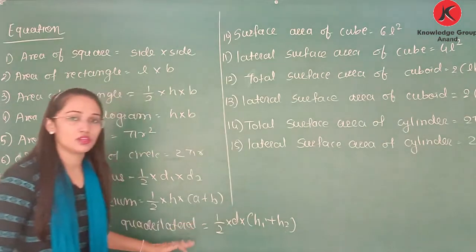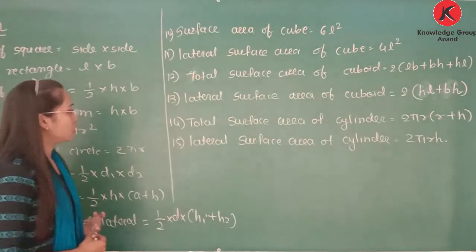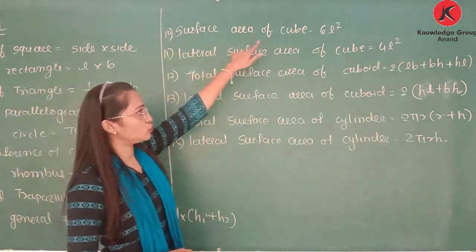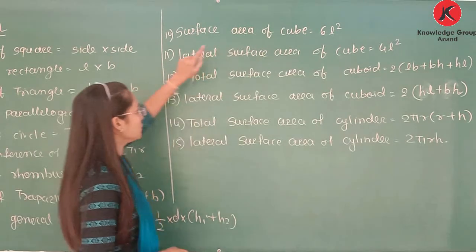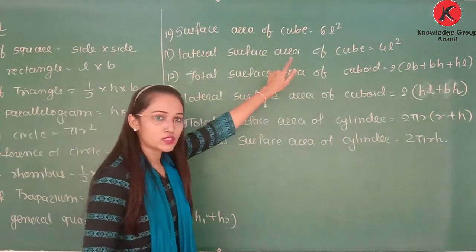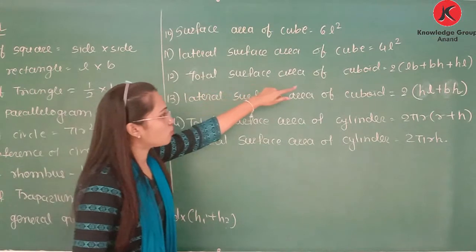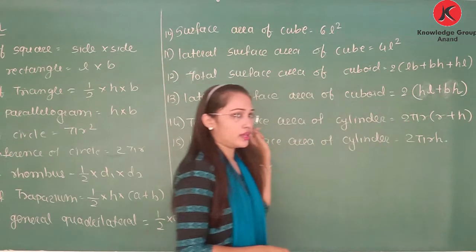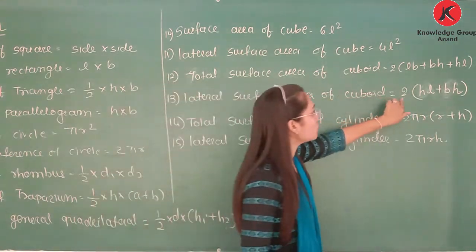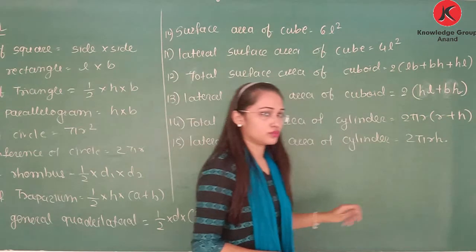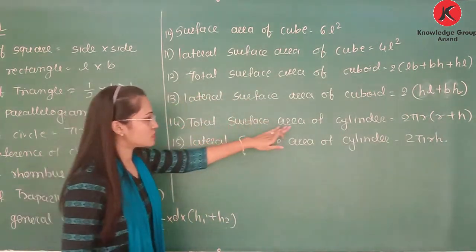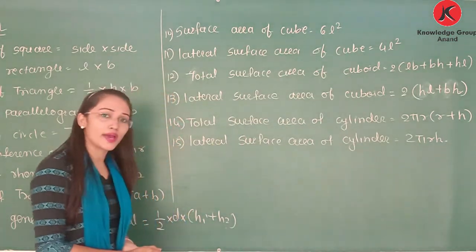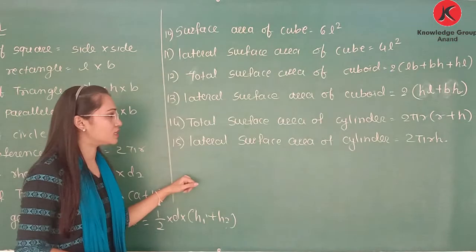And we know how we will use these equations. Okay? And these are the equations that we learned for the 3D objects. The total surface area of a cube is 6l square. The lateral surface area of a cube is 4l square. The total surface area of a cuboid is 2 inside the bracket lb plus bh plus hl. And the lateral surface area for a cuboid is 2h times l plus b. The total surface area for a cylinder is 2 pi r times r plus h, and the lateral surface area for a cylinder is 2 pi r h. So you need to remember this and you can make a list of these equations.